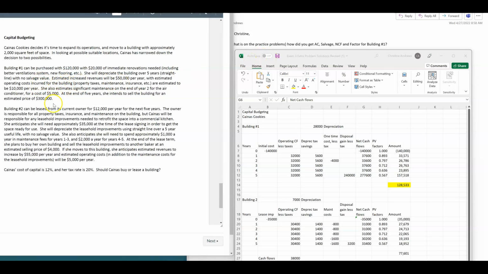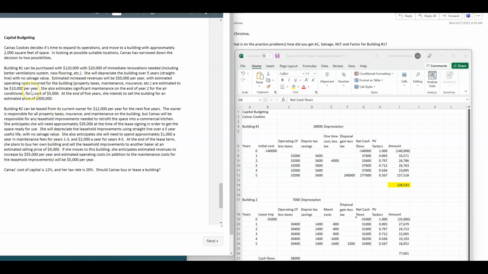The salvage value: depreciate the building over 5 years with no salvage value. So that's what the problem tells you, that there's no salvage value. Okay, and then for the net cash flow and the factor. Let's do the factor first and then we'll find the net cash flow. Down in the bottom, it says that her cost of capital is 12%, so that would be the factor that you'd use, and you go to the table and look it up.